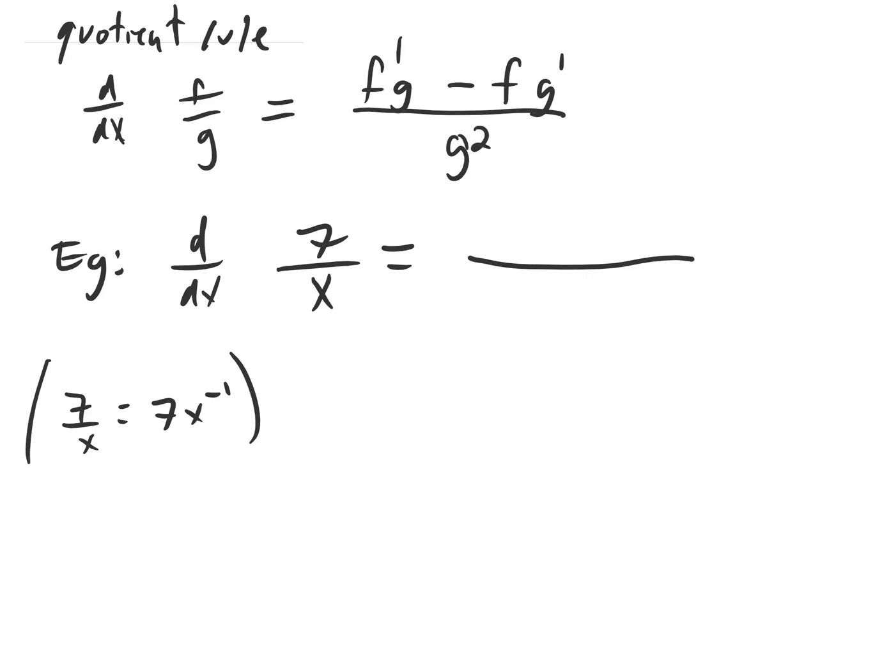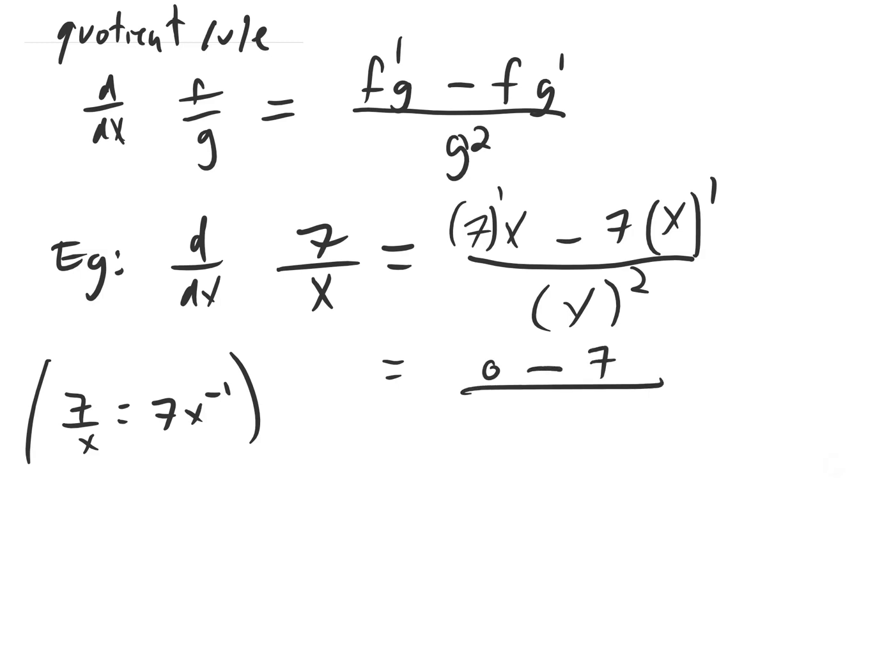Okay. So the quotient rule says that this derivative will be the bottom squared, so x squared. And on the top, we have the derivative of the numerator f times the bottom function minus the numerator times the derivative of the denominator. The derivative of 7 is 0 because it's a constant. So we get 0 minus 7 times 1. The derivative of x is 1. Over x squared, so that's negative 7 over x squared.